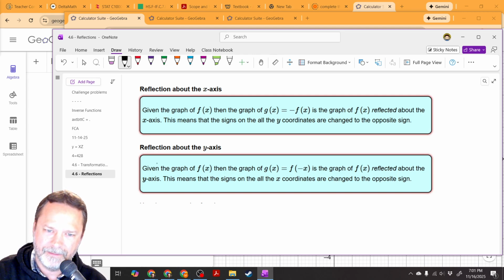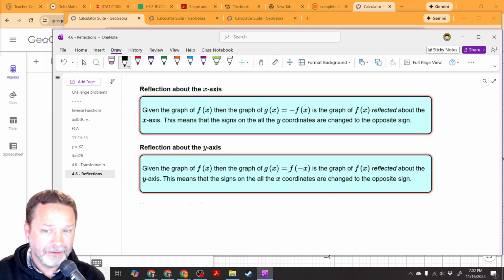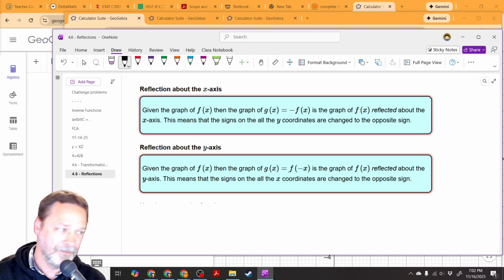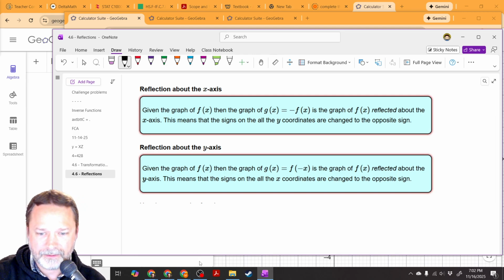Go over the x-axis. Given the graph of f of x, then the graph of g of x equals f of negative x. So now what if I put a negative in the function? I'm messing with my x values. So now a positive x value has become a negative x value, and a negative x value has become a positive x value. That's getting flipped around the y-axis. Given the graph of f of x, then the graph of g of x equals f of negative x is the graph of f of x reflected about the y-axis. This means that the signs on all the x coordinates are changed to the opposite signs.